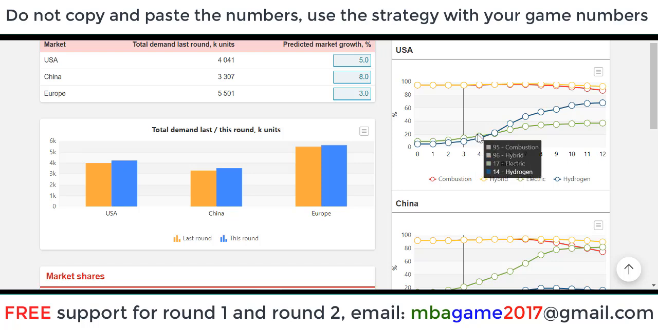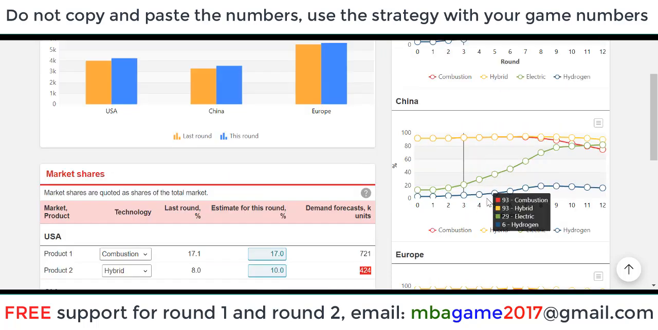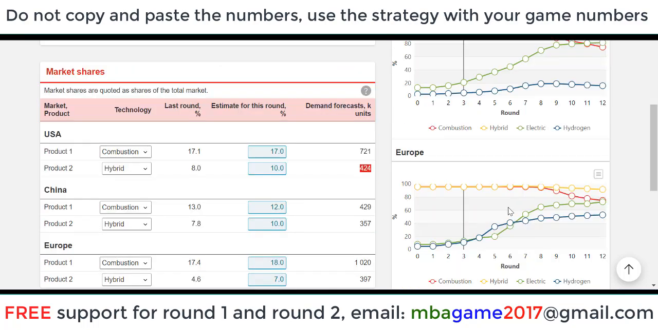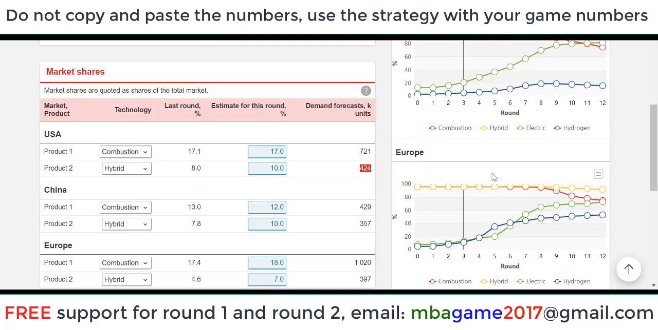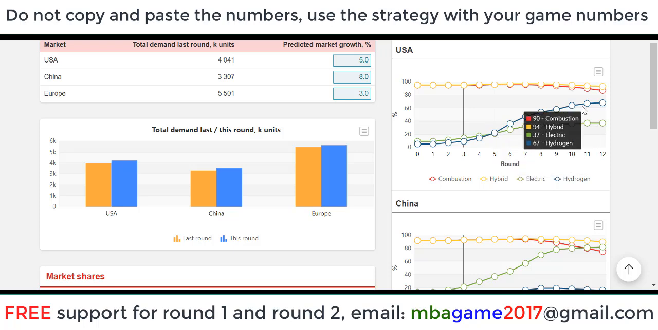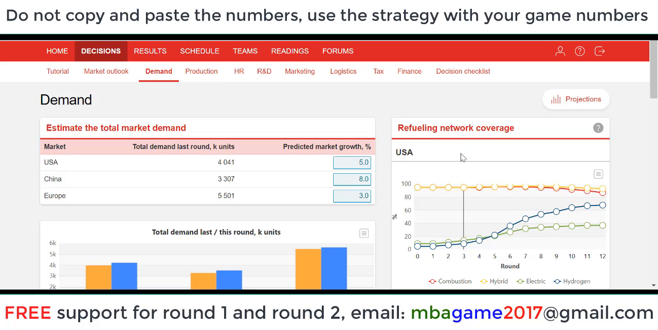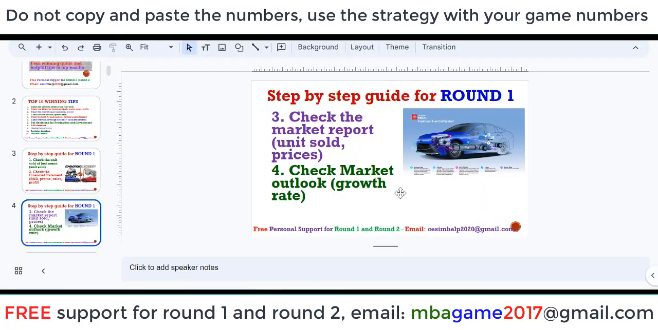So in round 1, 2, 3, 4, we can focus on the first two products, combustion here and hybrid in this case. And from round 4 we plan to launch C13 here, electric in the China market, and also we can start hydrogen from round 5 here, right? Okay, to the end. Depending on how many rounds you have, you can adjust the strategy. Again, do not copy the numbers. Use the strategy and understand what decisions you are setting, right?